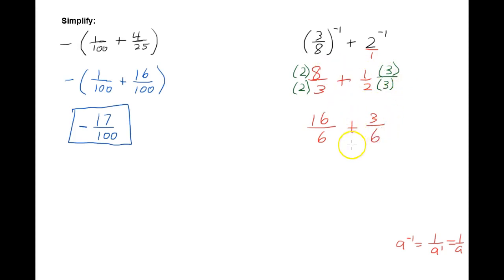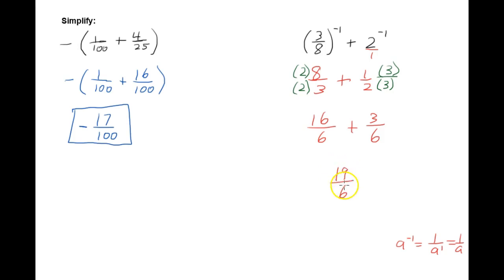So we're just building these fractions up, making equivalent fractions. 3/6 is the same as 1/2. Now we have common denominators. By the way, 16 over 6 is the same as 8 over 3. We have common denominators, and so we can add straight across the numerator. 16 plus 3 is 19, so we have 19 over 6.